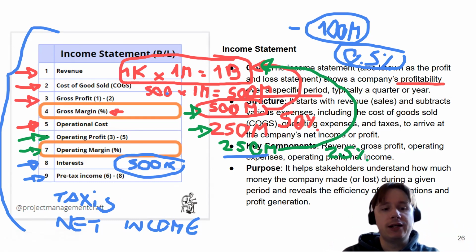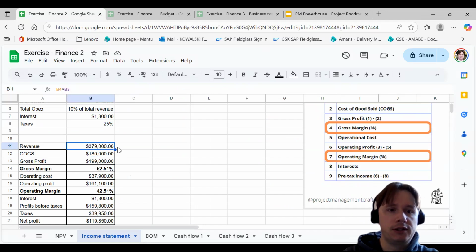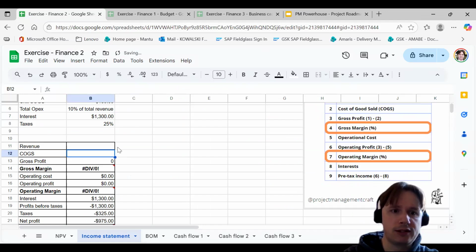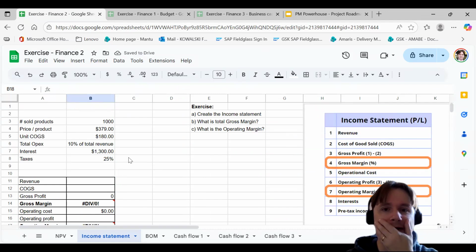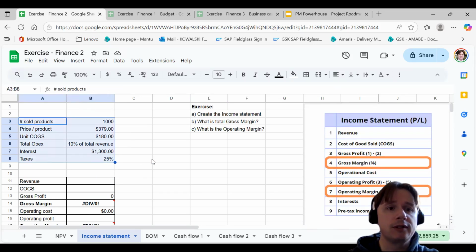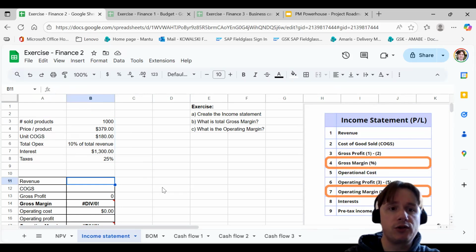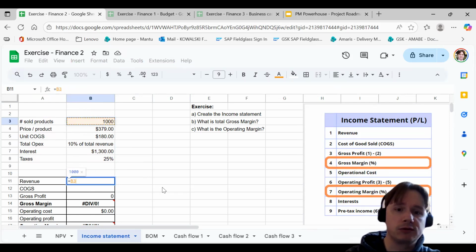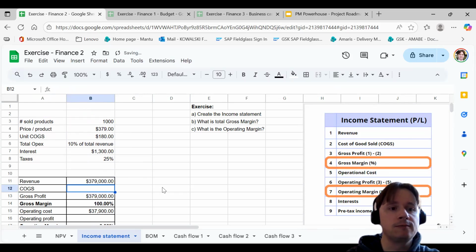Let me show you an example to try to make this land a bit easier for you. So let me clean it up. This is just a simple exercise that I do as part of my trainings. So let's create the income statement and find what is the gross margin and what's the operating margin. And here I give you the basic assumptions. So what's your revenue? Well, you're selling 1,000 products multiplied by the price of the product.